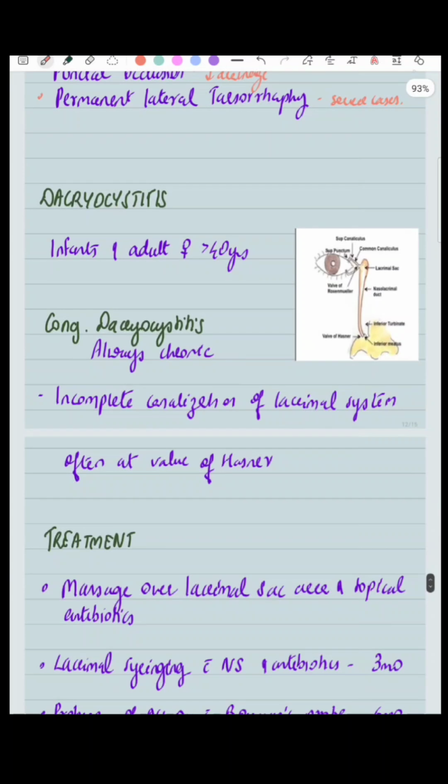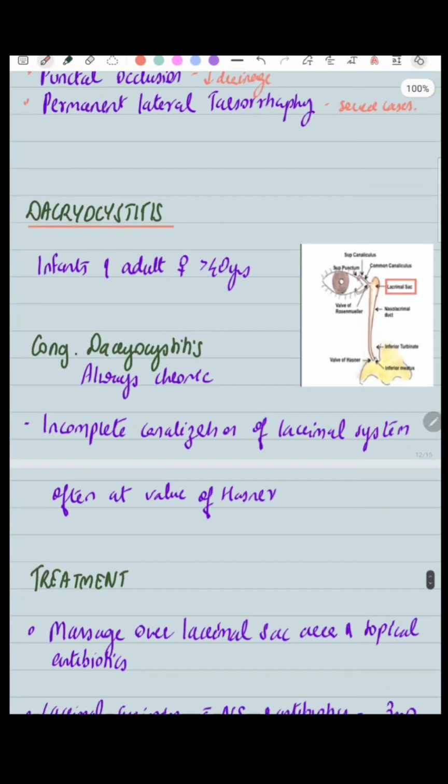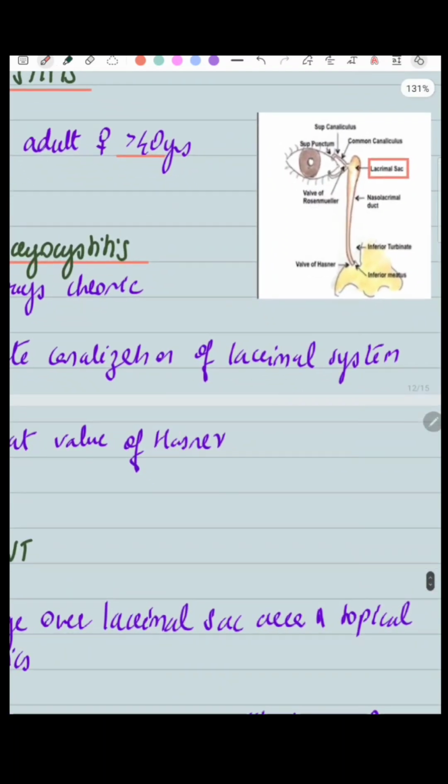Next is dacryocystitis. Dacryocystitis is inflammation of the lacrimal sac. It generally affects two age groups, that is infants and adults more than 40 years. Congenital dacryocystitis is always chronic, and it is due to incomplete canalization of the lacrimal system, most often at the valve of Hasner.